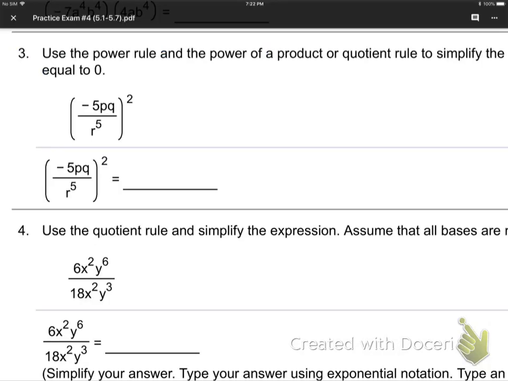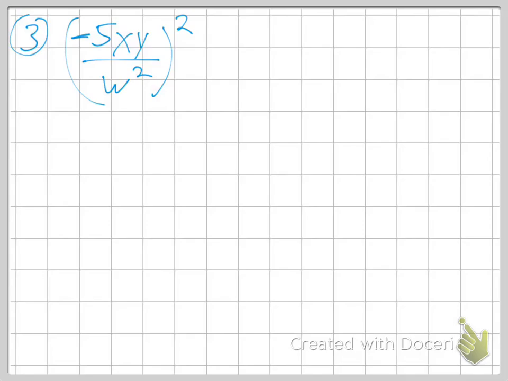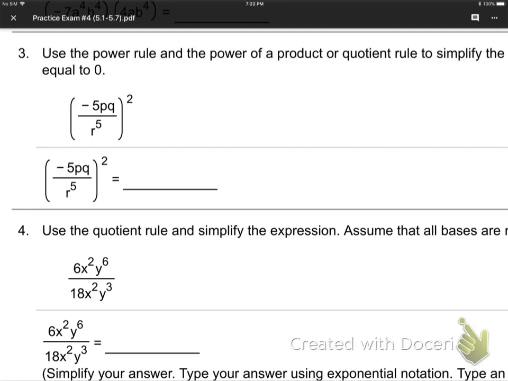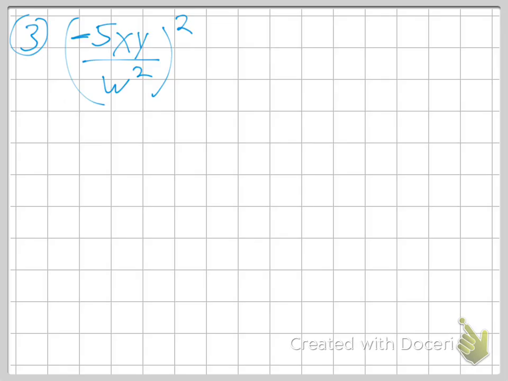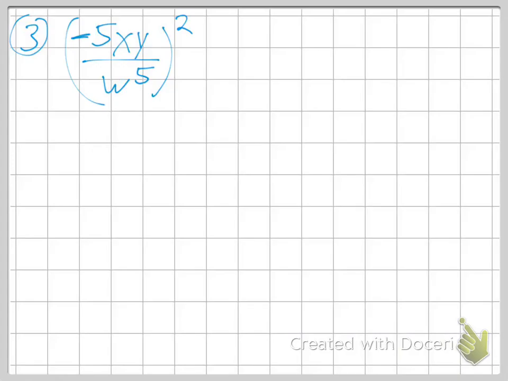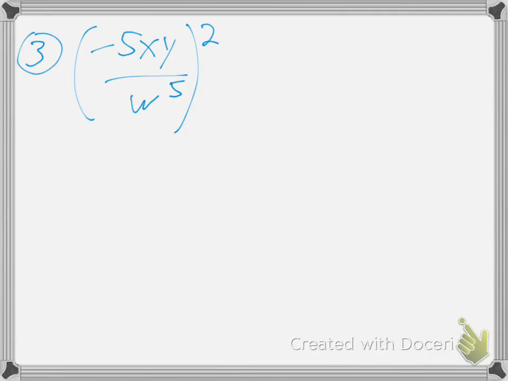Minus 5xy over w to the 5, all squared. Oh, it's w. It's supposed to be. I'm sorry, I messed up the problem. Don't do that problem. It's entirely wrong. It's one little mistake. There we go. Let's try it now. All right, there it is. Try that one.